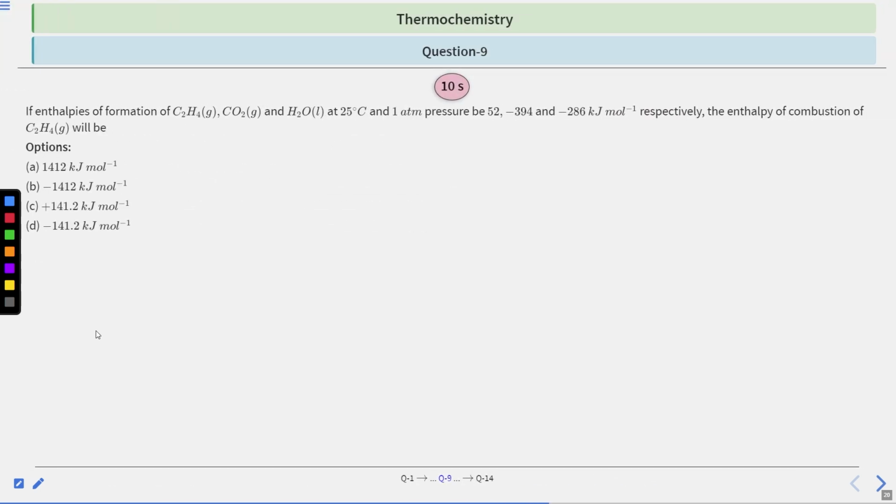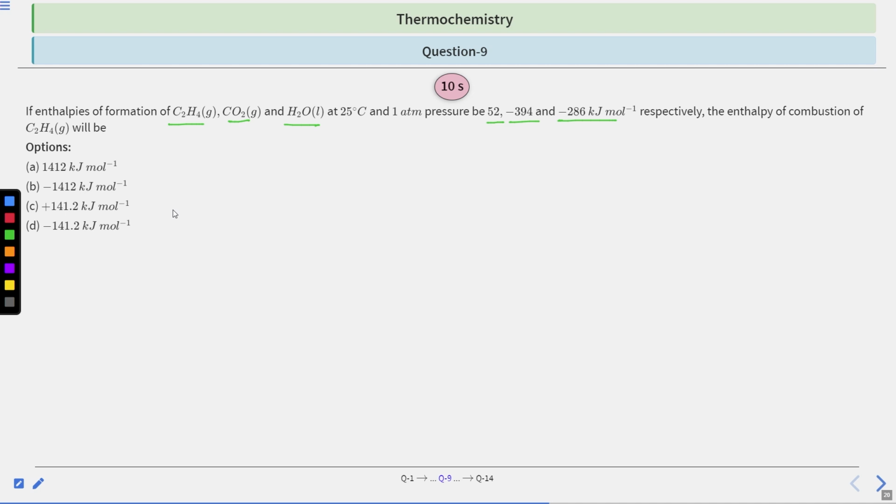Okay, let's move to question number 9. If enthalpies of formation of C2H4, CO2 and H2O at 25 degrees Celsius and 1 atmosphere pressure be 52, minus 394 and minus 286 kilojoule per mole respectively, the enthalpy of combustion of C2H4 will be. So options are 1412 kilojoule per mole, minus 1412 kilojoule per mole, 141.2 kilojoule per mole, or minus 141.2 kilojoule per mole.